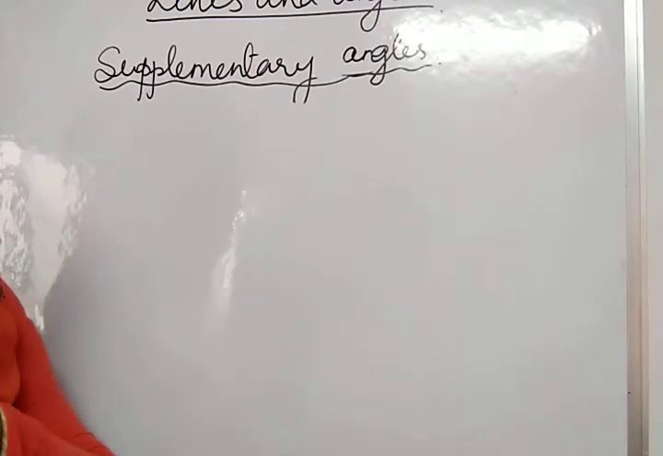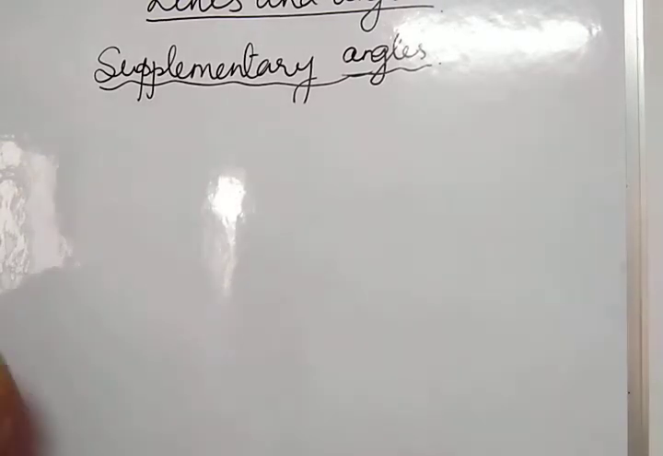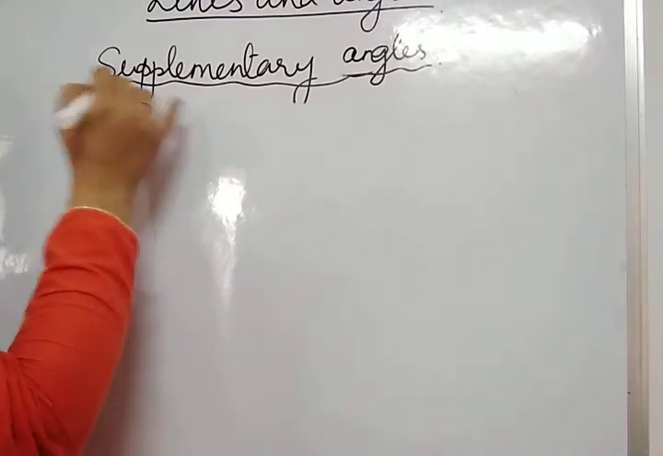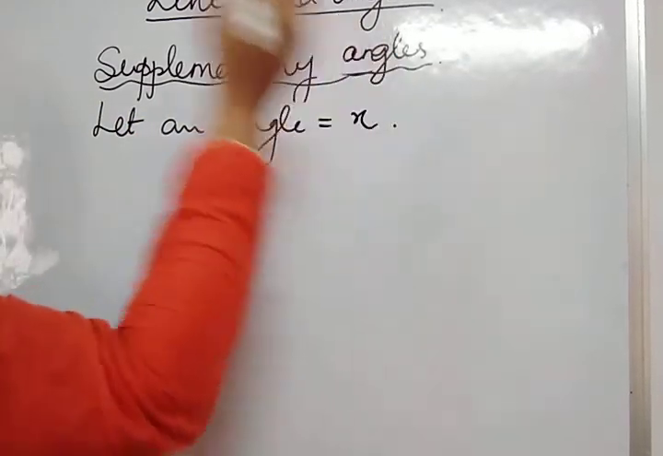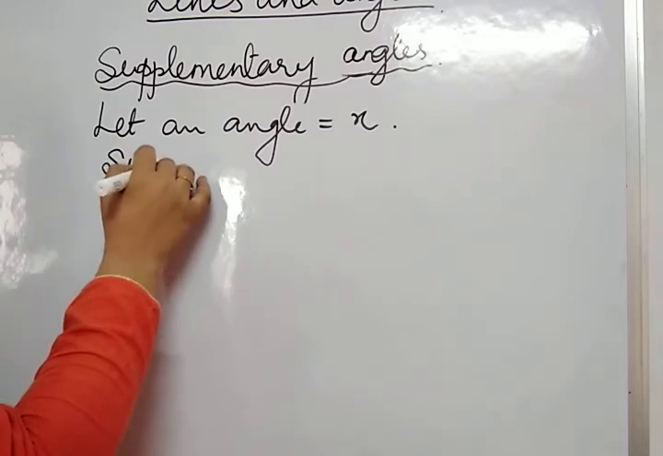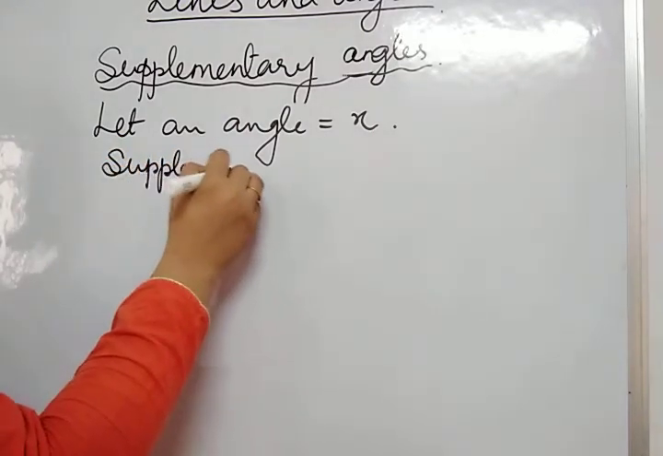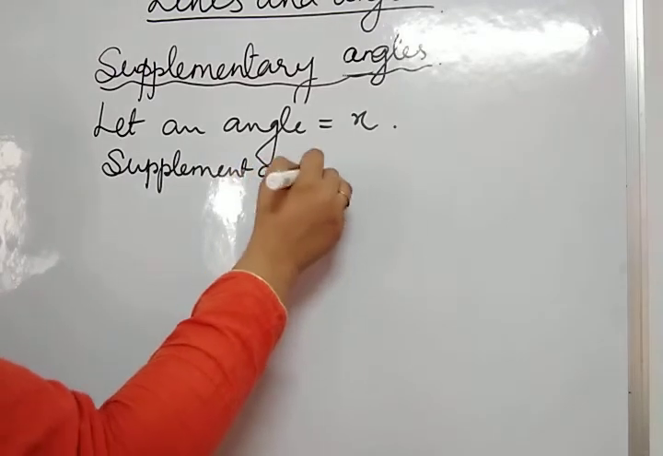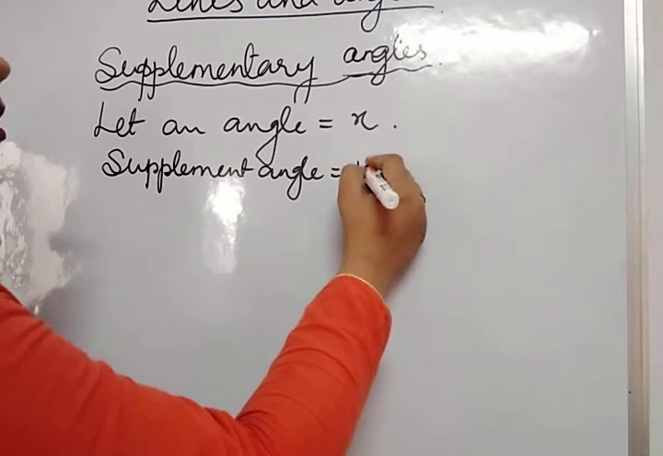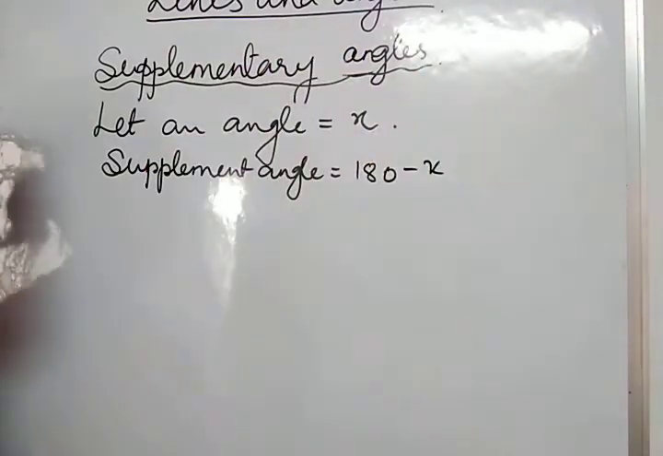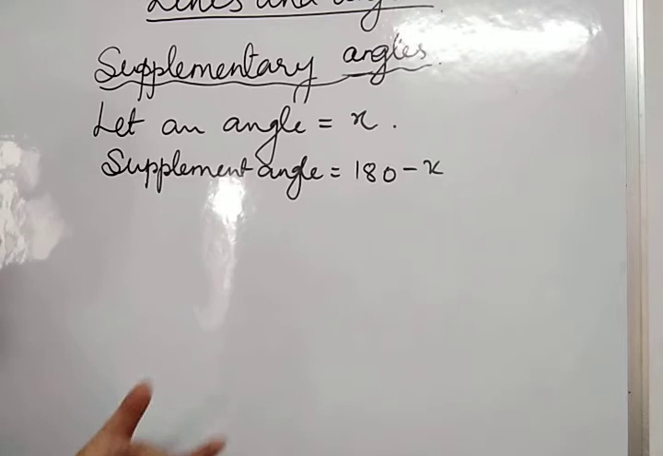Among two supplement angles, the measure of the larger angle is 44 degree more than the measure of the smaller angle. We don't know the angles. So let an angle be equal to x. Then what will be the supplement angle? The supplement angle should be 180 minus x.